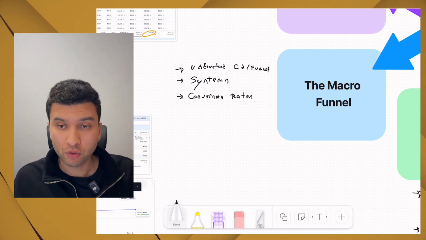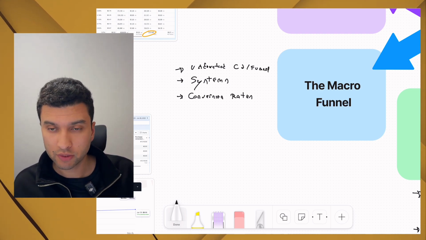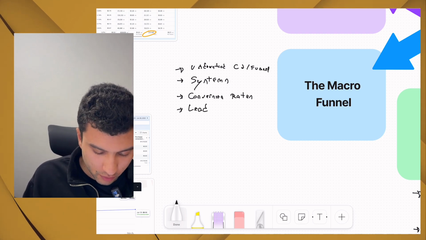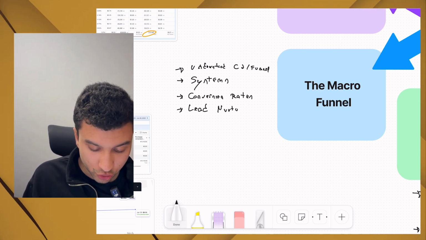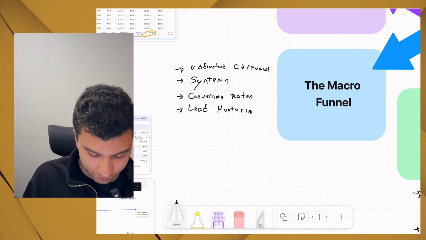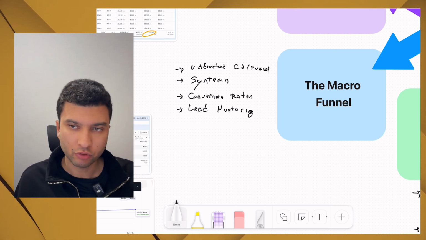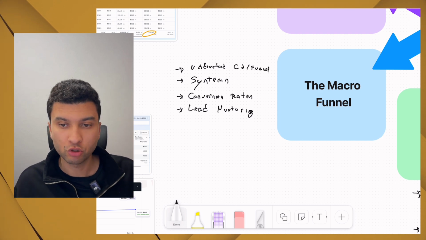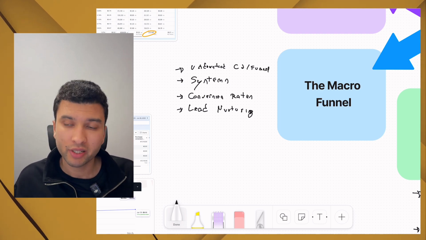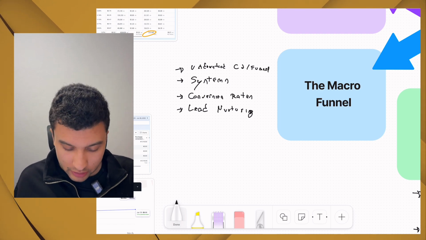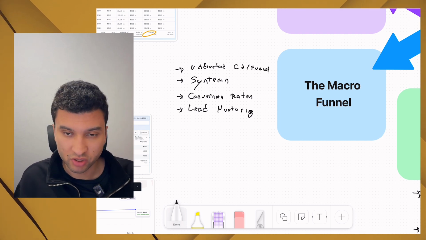You also need to make sure that you have a lead nurturing sequence. So I can note it here. And a lead nurturing sequence is, for example, a sequence of emails or messages that you send to your leads to make sure that they know more about your product, your service, your business. And depending on your business, you might be using this in different stages.